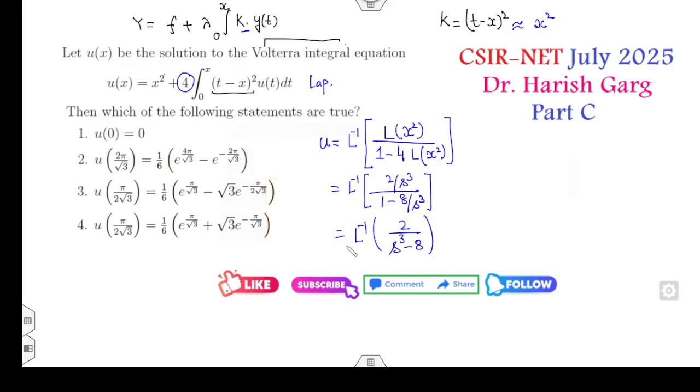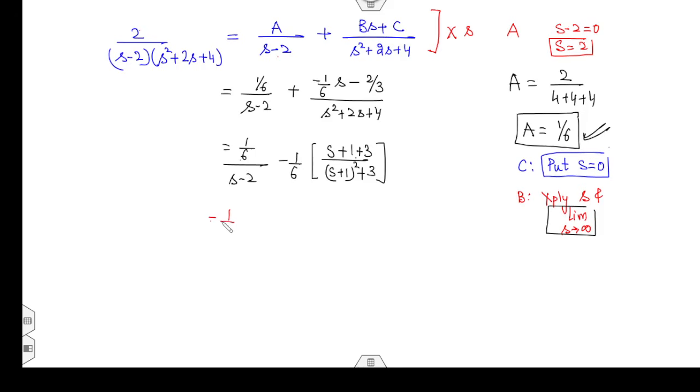Now your target is to find the Laplace inverse. So can you find the Laplace inverse of the first term? It is 1 over 6 e raised to power 2x. Can you find the Laplace inverse of the second term? By using the first shifting theorem, it is e raised to power minus x times Laplace inverse of (s plus 3) over (s square plus 3). Fine. So now that is the right answer.